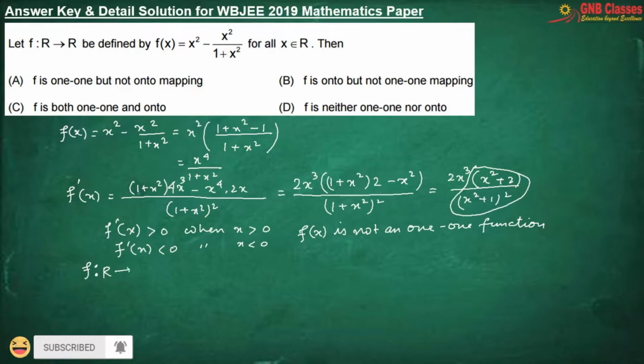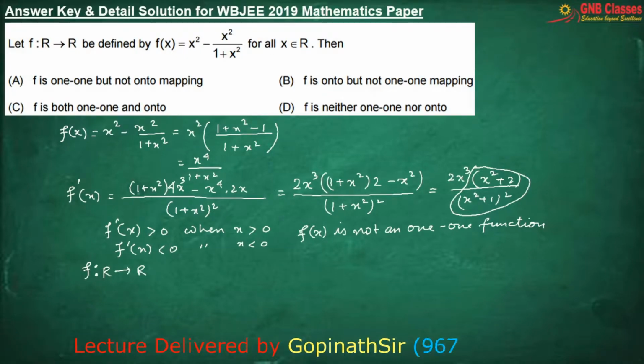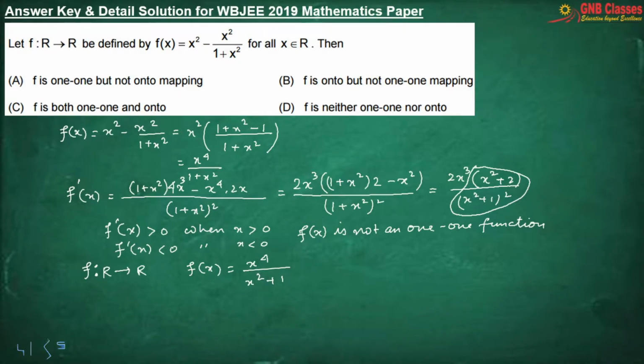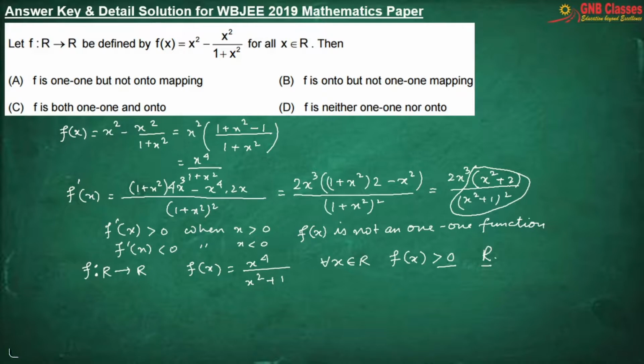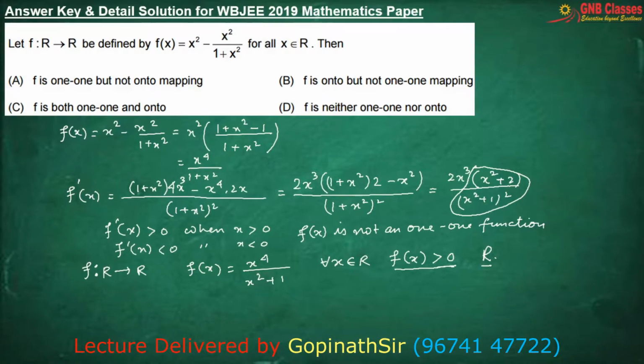f is defined from R to R. Now, f(x) is x to the power 4 by x square plus 1. Now, if you observe, we will find that for all x belonging to real values, your f(x) is always greater than 0. The codomain of the function is the real number set. But we see that f(x) is only taking values which are more than 0. Therefore, its range is not equal to its codomain. Therefore, it is not an onto function.